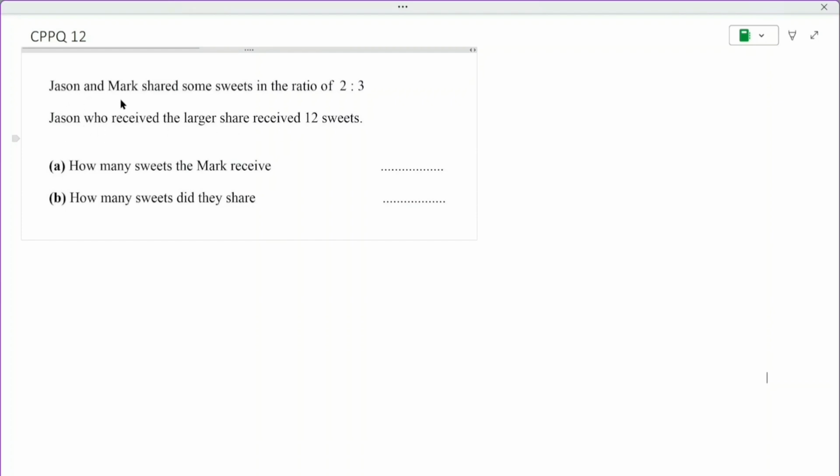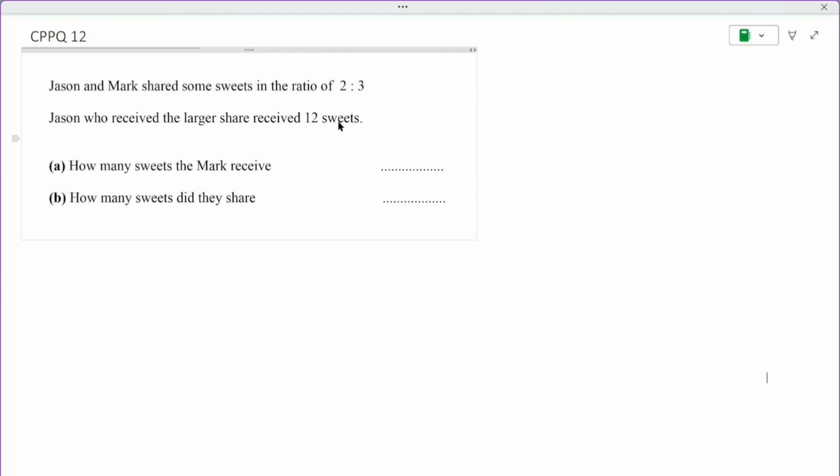It said Jason and Mark shared some sweets in the ratio of 2 to 3. That means you'd have thought that Jason's ratio was 2, Mark's ratio was 3. But it doesn't work that way. The second line of the sentence is pointing to you not just the amount of sweets Jason received, but also Jason's ratio. It says here, Jason, who received the larger share, received 12 sweets.